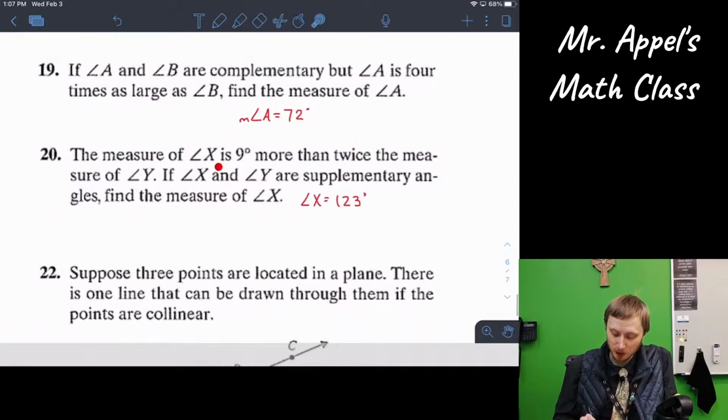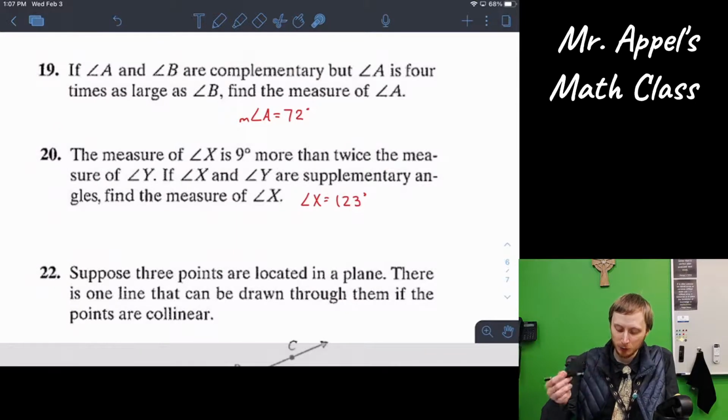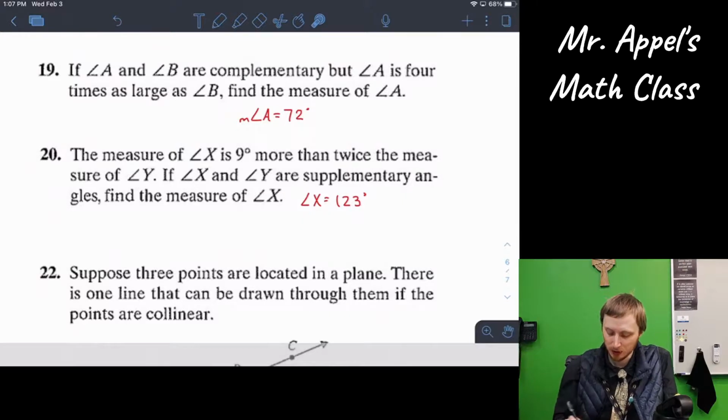Number 20, same way, set up system of equations. 9 more than twice the measure. Okay, so y times 2 plus 9 equals x. Write that down. Right, solve the system. X is equal to 123 degrees.